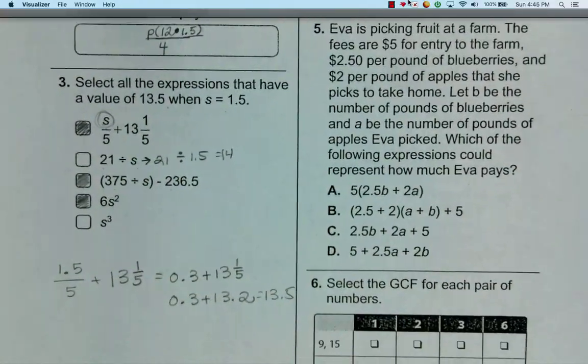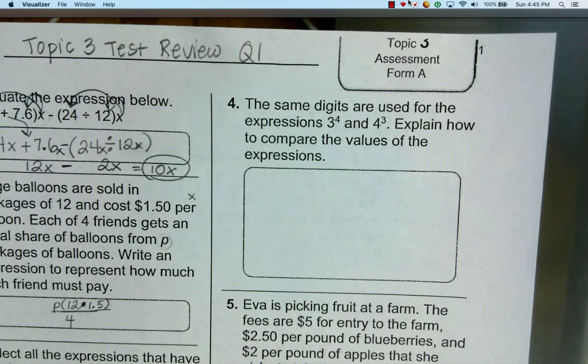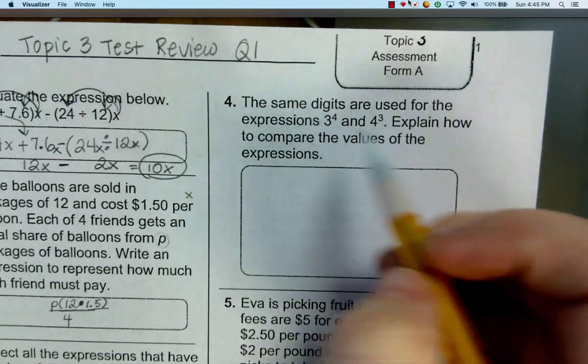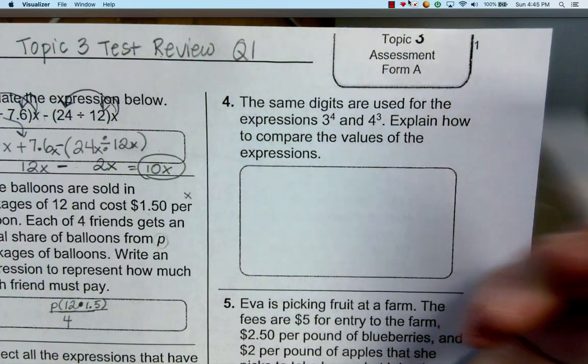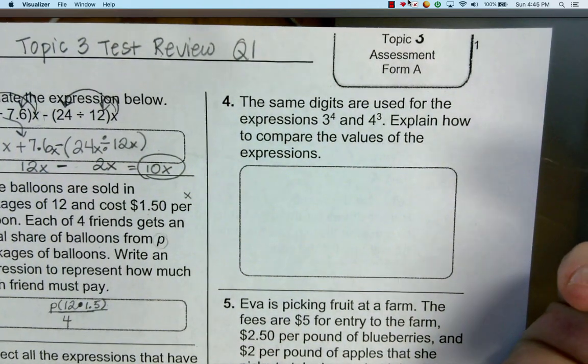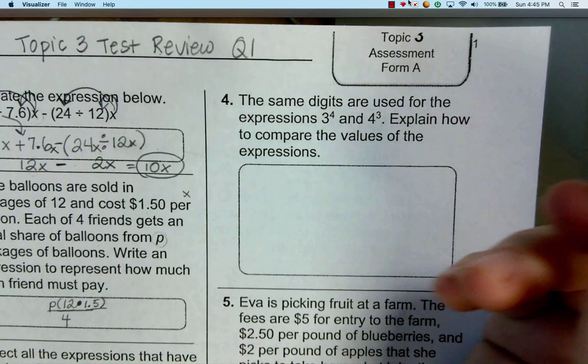All right, number 4. Okay, a lot to unpack with this. It says the same digits are used for the expressions 3 to the power of 4 and 4 to the power of 3. Explain how to compare the values of the expressions. So I do it a couple different ways.